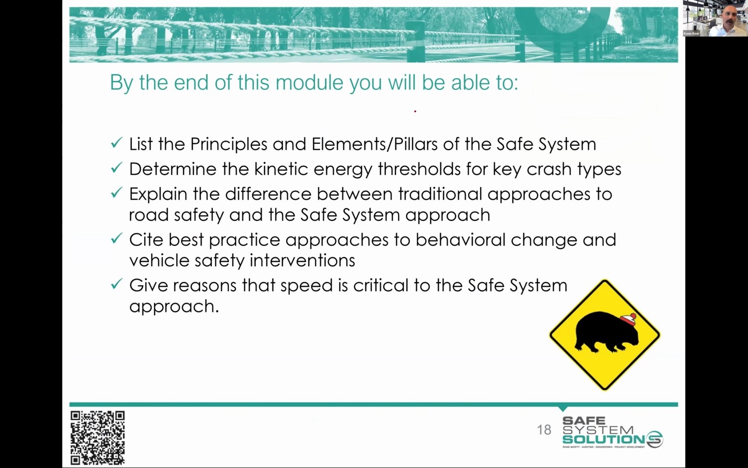By the end of this module, what we want to do is establish those principles and elements of the SAFE system. Some of you will be very good at that, some of you it's still a little bit new to. We want to talk about kinetic energy, an interesting thing to jump into. We're going to look at kinetic energy thresholds for different crash types. We're going to talk about the difference between traditional approaches to road safety and the SAFE system approach. We're going to jump into some best practice around things slightly outside most of our usual operating environment, that being behavioural change initiatives and vehicle safety interventions. And we're going to talk a lot about speed and why it's so critical to the SAFE system.